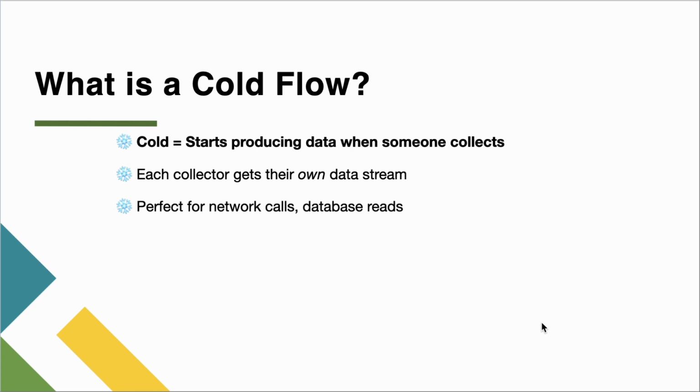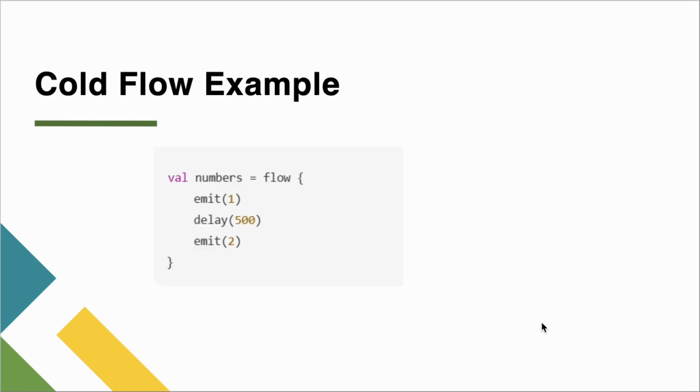Okay, so this is an example. Here, numbers equals flow, and it is emitting data after a certain delay of some milliseconds. Every time someone collects the numbers, it starts from 1 again. Folks, you can definitely give it a try in your Android Studio. You will see both the collectors get the same numbers, 1 and 2, freshly emitted each time.